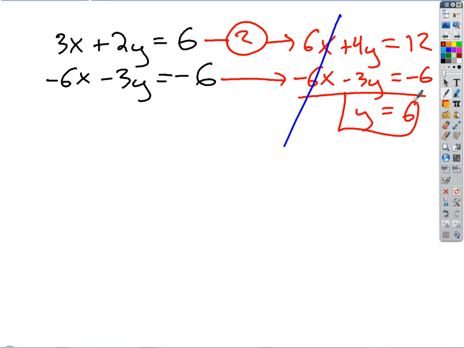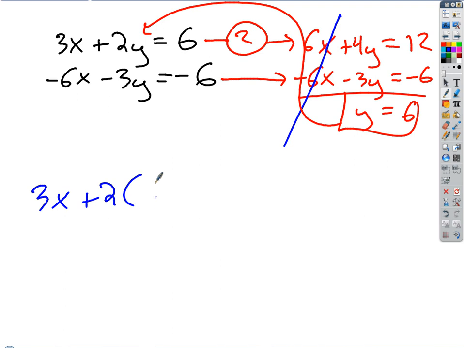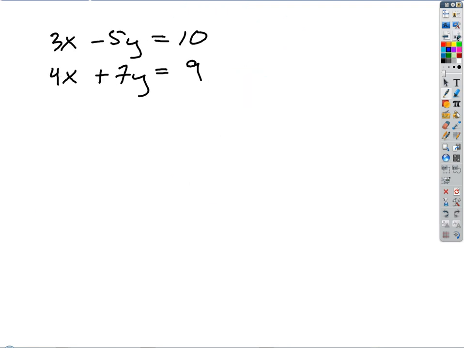Thinking about this logically and strategically, why not plug it into the equations that have the smallest coefficients? Why not plug it into the original equations before I've multiplied by stuff to make the coefficients bigger, right? And of the first two, pick the one with the smallest coefficients. Top one. Okay, so we'll plug y equals 6 into the top equation. We're going to get 3x plus 2 times 6 equals 6, and we can solve that for x easily.